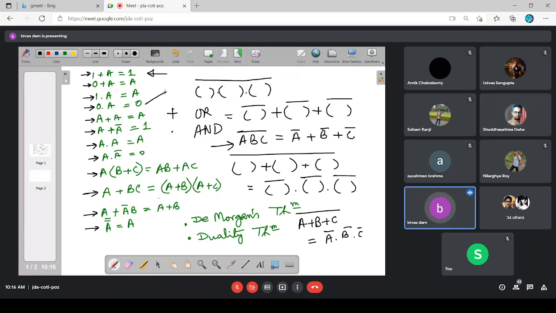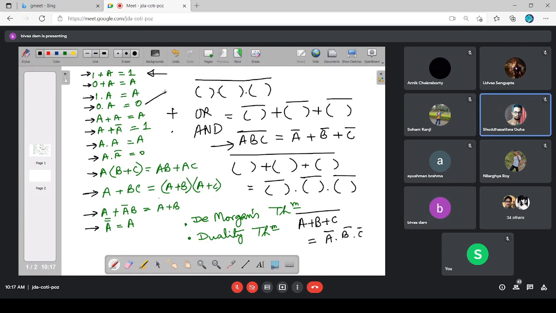Similarly, A or A bar. It is 1. Because in case A is 0, A bar is 1, so 0 or 1 has got to be 1. In case A is 1, A bar will be 0. A bar means the complement of A. So once again that becomes 1 plus 0, and the output will be 1. Then A dot A is A. And A dot A bar is 0, because one of them will be 0.